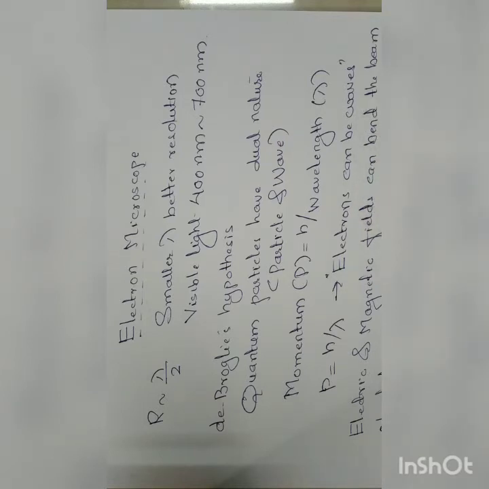If electrons can be waves, then in place of electromagnetic radiation, these can be replaced by electrons. Then we can have a microscope, and the associated wavelength we can control by application of an electric field, because by application of an electric field the velocity of the electron can be controlled. As a result of that, we can have better resolution.